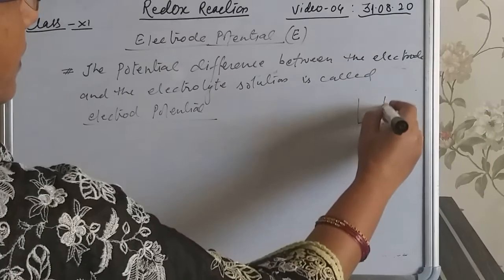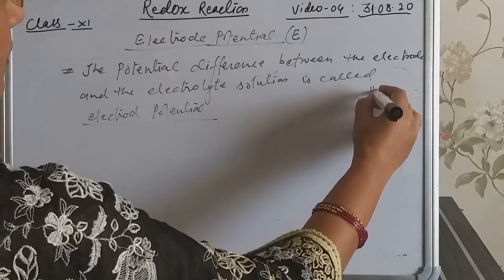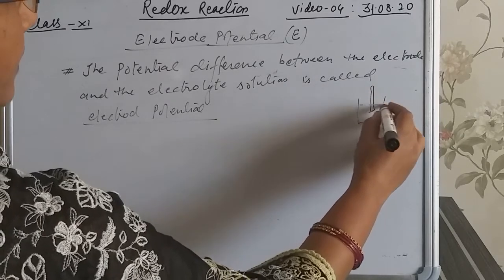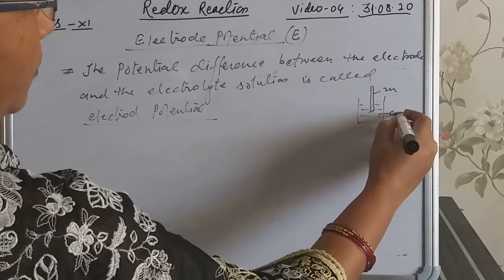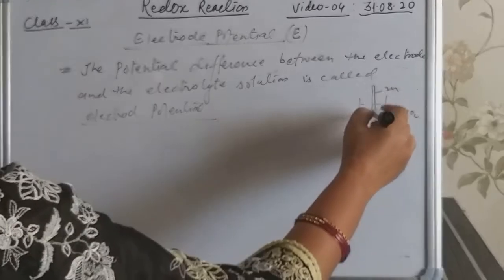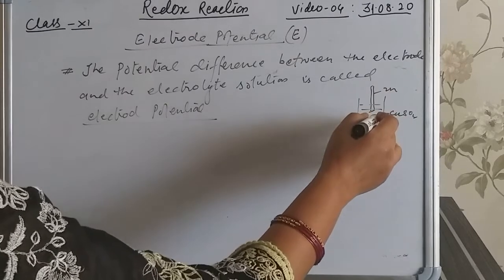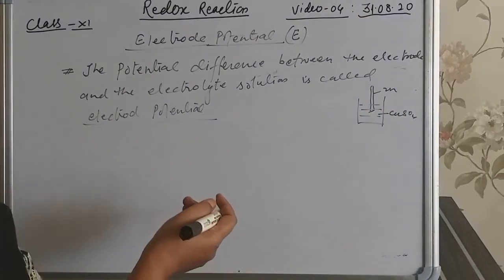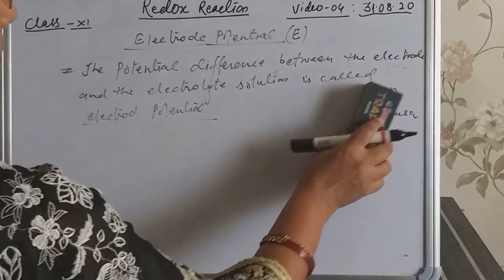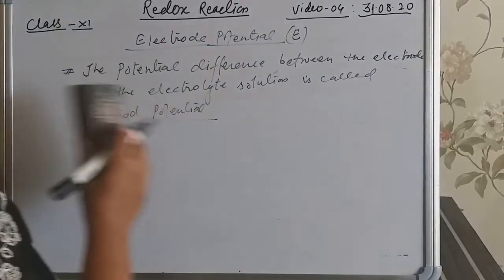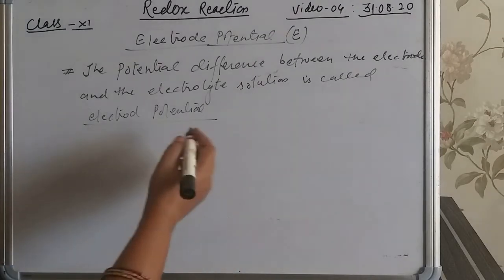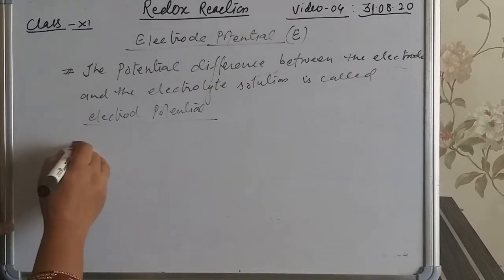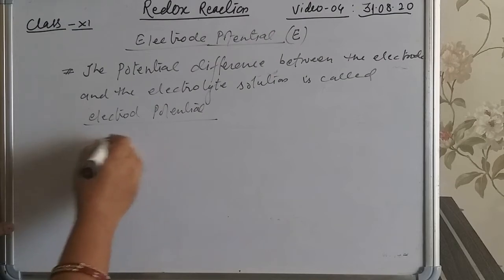Suppose we have an electrode dipped in a solution. Suppose this is the zinc rod and this is the copper sulfate solution. The potential difference between the electrode and electrolyte solution is known as the electrode potential. So that is electrode potential, and the next one is the standard electrode potential.